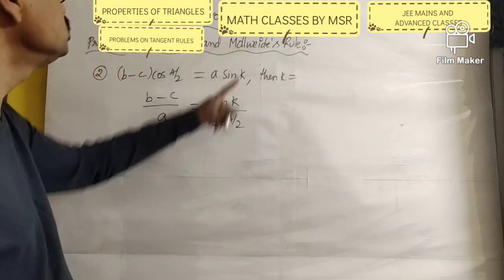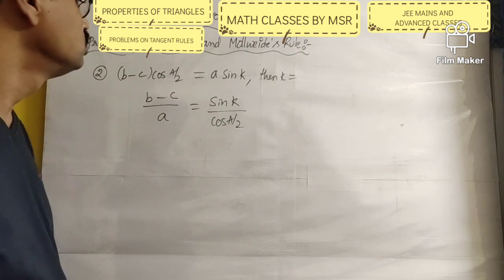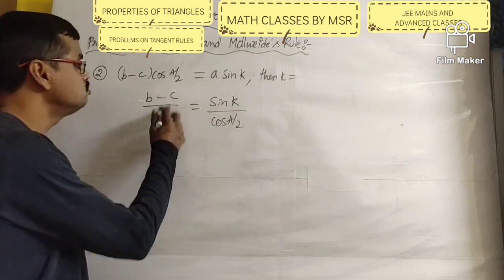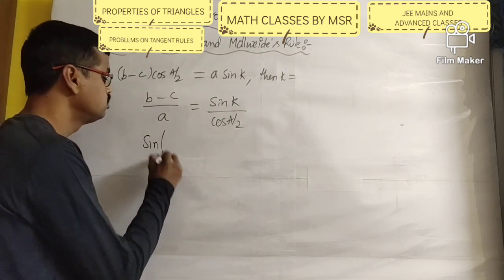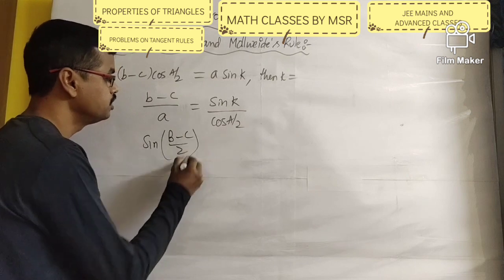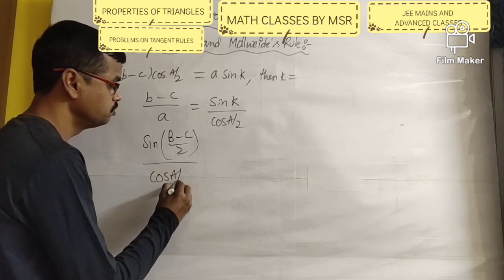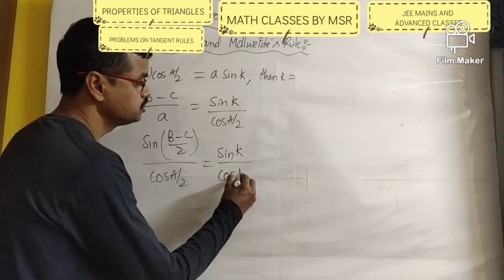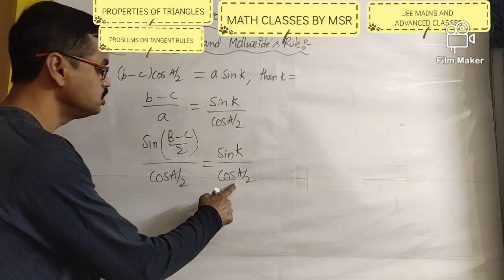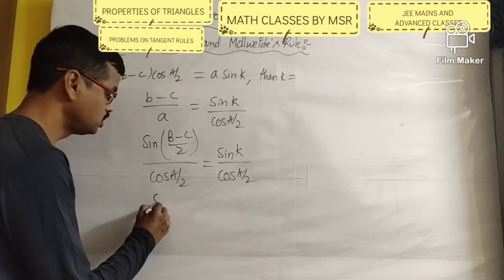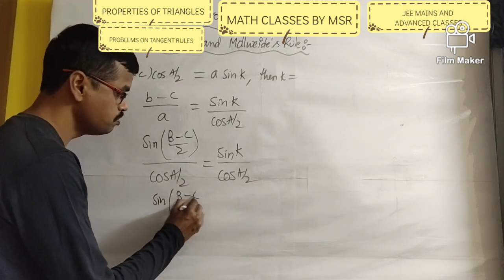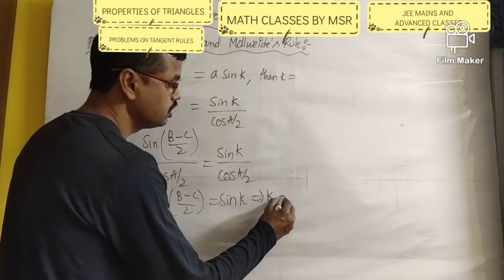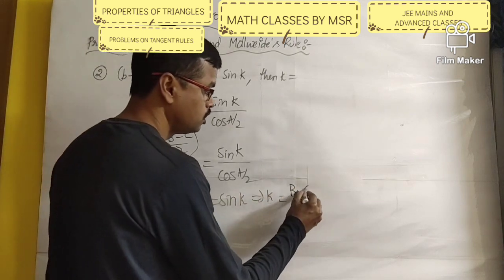So what does the Mollweide rule state for (b minus c) by a? By the Mollweide rule, (b minus c) by a is sin of (b minus c) by 2 by cos a by 2, which equals sin k by cos a by 2. On both sides cos a by 2 will be cancelled. Sin of (b minus c) by 2 equals sin k. That implies the value of k is (b minus c) by 2.